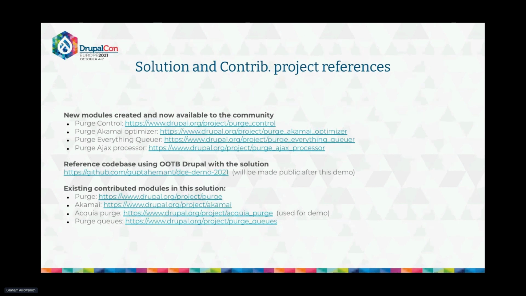And apart from that, we have also created a GitHub repository, which will be made public after this demo, so that if anyone wants to see how all these pieces connect together to form a solution, they can check it out. And the existing contributed modules which we utilize in the solution are obviously the Purge module, the Akamai module for talking to the CDN APIs, the Acquia Purge, which we used in our demo for purging the Acquia Varnish, and the Purge Queues module for providing the unique queue.